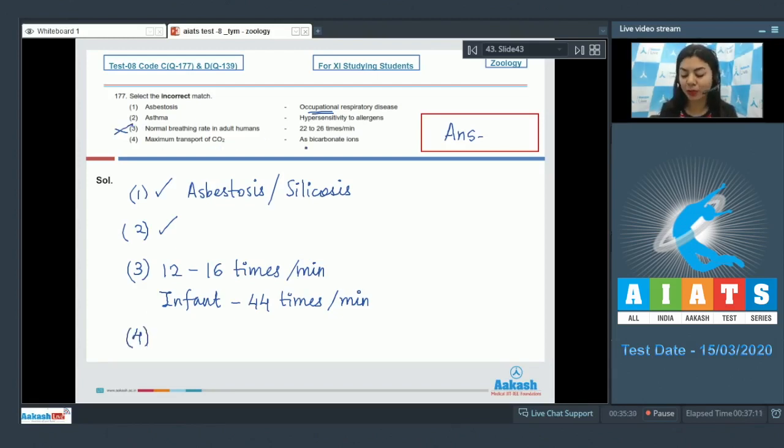Option 4, maximum transport of CO2 as bicarbonate ions. This is a correct match. About 70% of CO2 is transported in the form of bicarbonate ions. Incorrect match is option number 3, and hence is our answer.